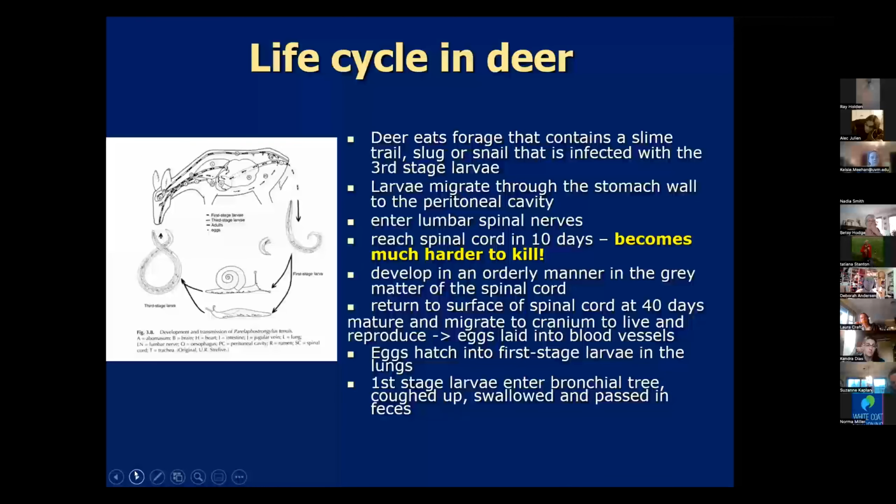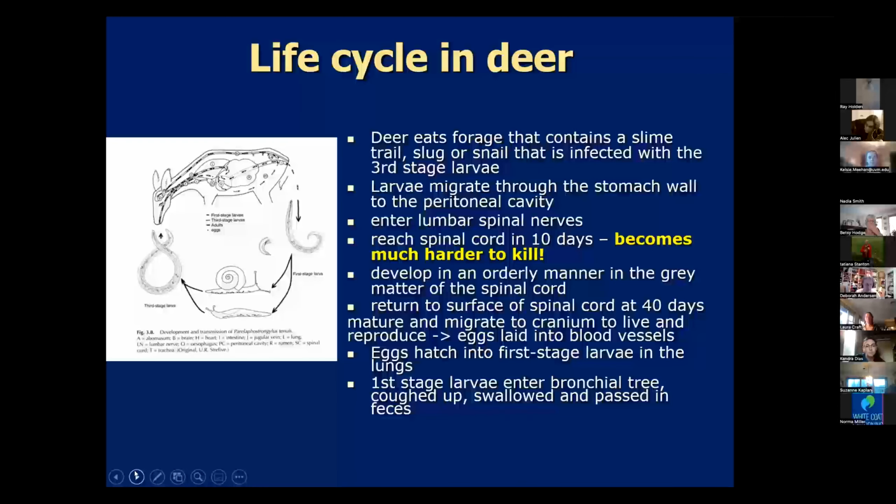Okay. And then that larva, after the deer has eaten that forage, migrates through the stomach wall into the peritoneal cavity. And from there, it can get into the lumbar spinal nerve. So along the short ribs there, it can get in there. And then it reaches the spinal cord in about 10 days after first infecting the animal. And once it gets to the spinal cord, it's going to become a lot harder to kill, because the dewormer is going to have to get through the blood-brain membrane. And in a deer, it develops in a totally orderly manner in the gray matter of the spinal cord.